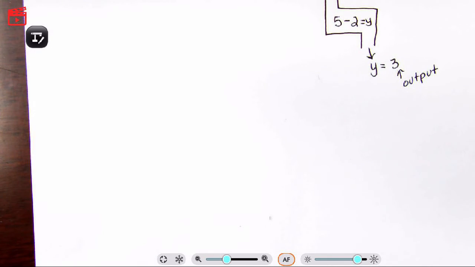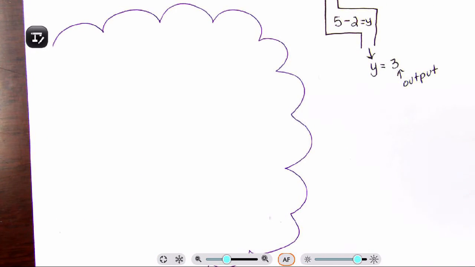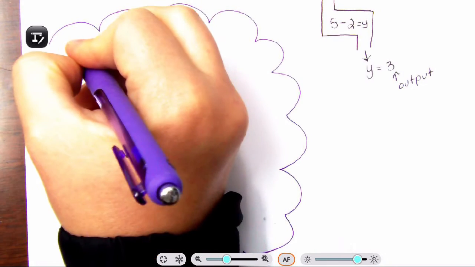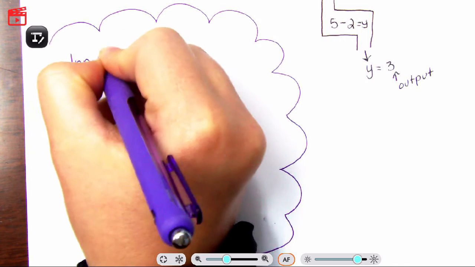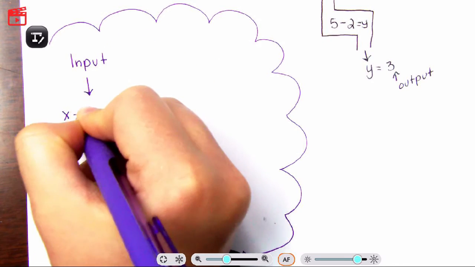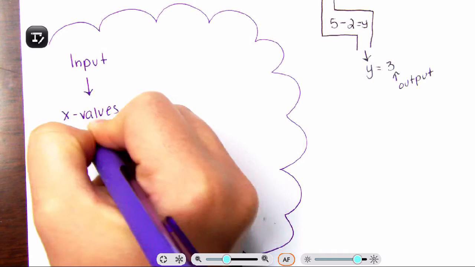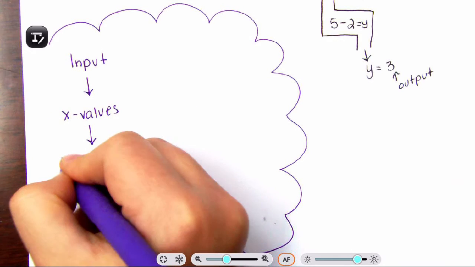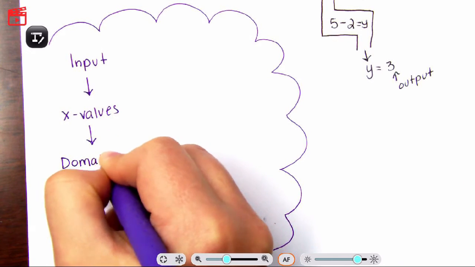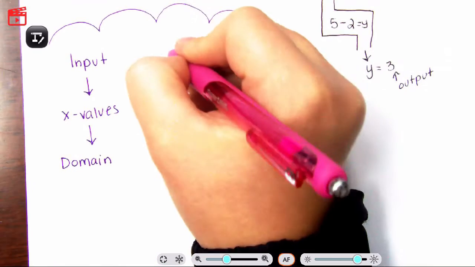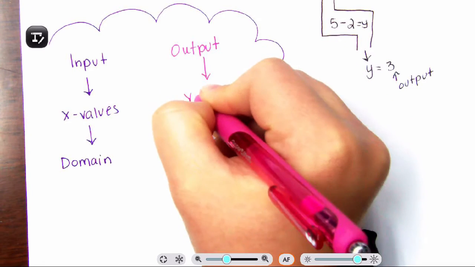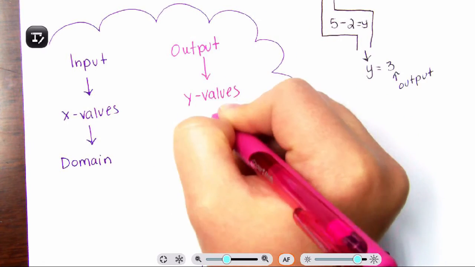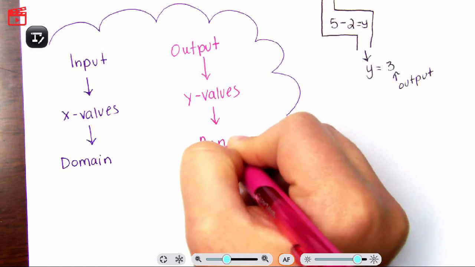So let's talk a little bit. Now, here's your first thinking bubble, and this is a really important thinking bubble. When we have input, we have our x values. This is called the domain. When we have our output, we have our y values. This is called the range.